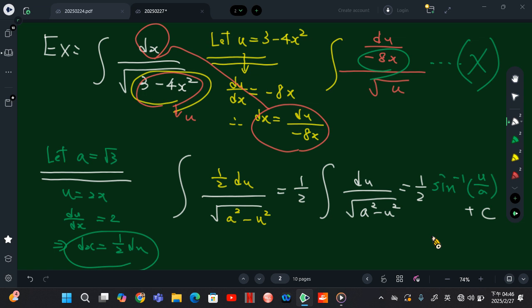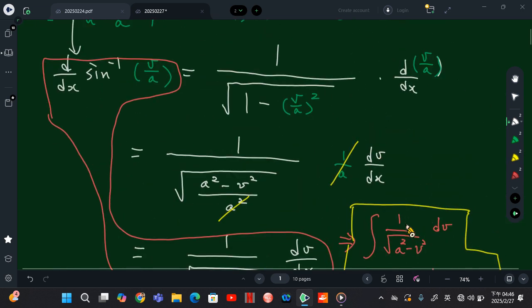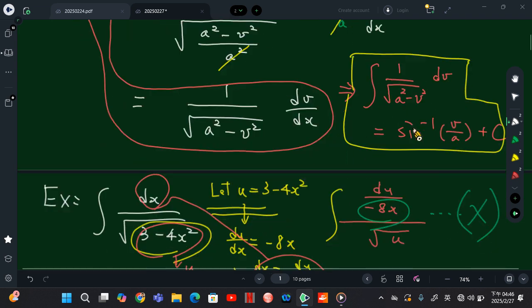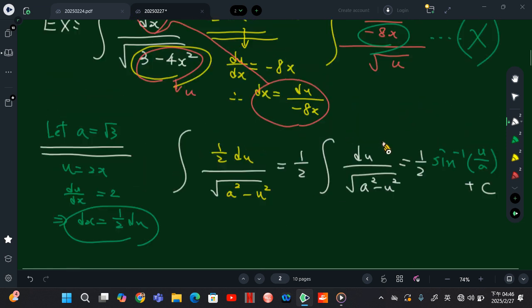Because we just learned that from here. If you encounter an integral of 1 over the square root of a squared minus v squared, where a here is a constant and v is a variable, or somehow it should be a differentiable function of x, the result will be arc sine of v over a. So just follow this one.